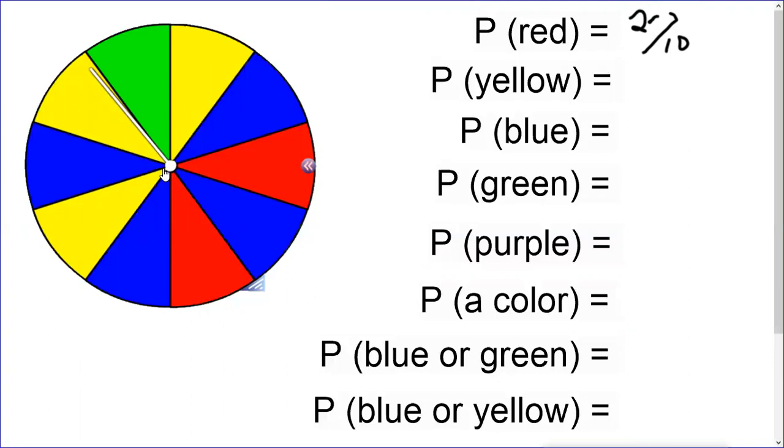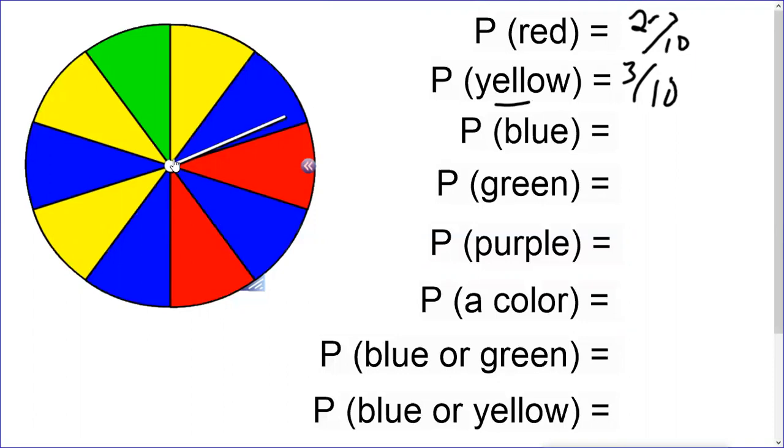How about a yellow? Now there are 3 yellows, so if your desired outcome is yellow, there are 3 yellows out of 10. You have a 30% chance. Now this is less than half. So let's go ahead and spin. It's probably not going to happen, and it didn't. There's a 70% chance it won't happen.